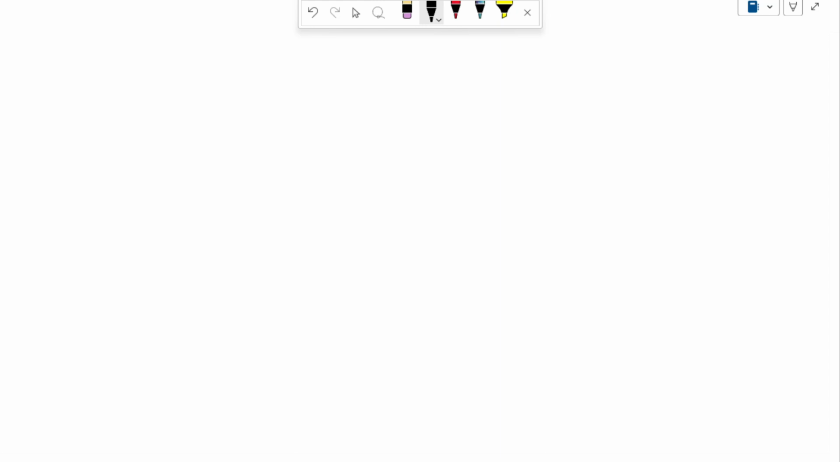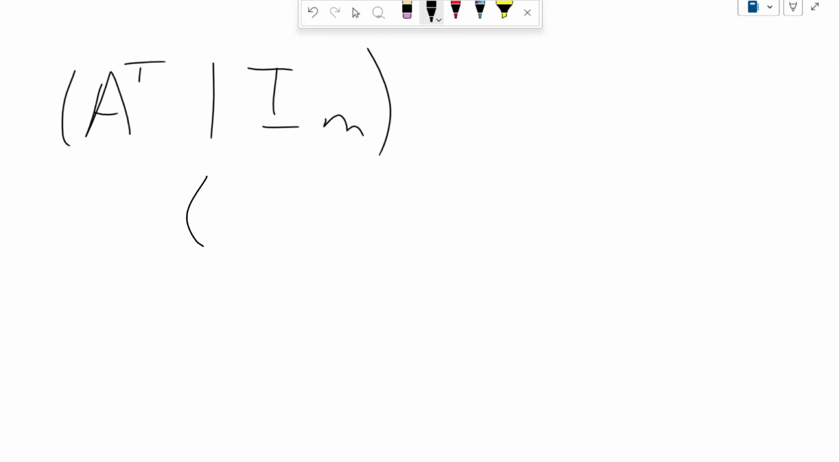So here are the steps. The first thing we're going to do is take A transpose. Very important that we take the transpose. And we're going to form the augmented matrix where we just add a full M by M identity matrix onto it. So if A, maybe this would be like 1, 2, 3, 4, 1, 1, 0, 0. That would be one example we could do.